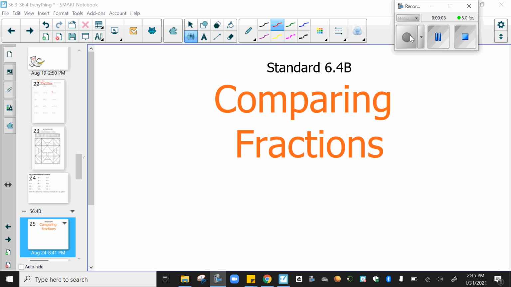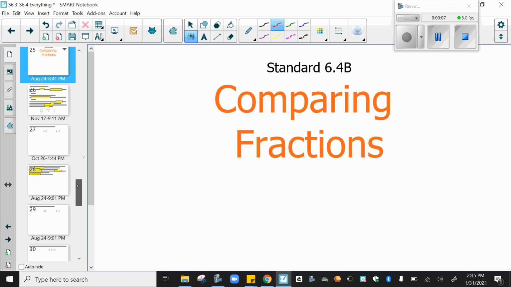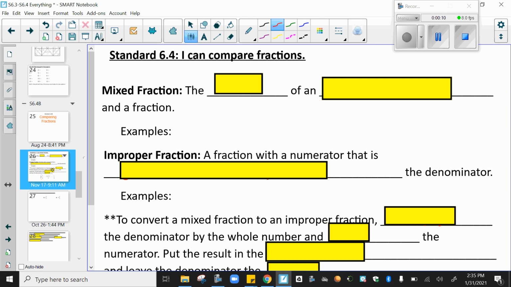Begin now. Standard 6.4B, we're going to compare fractions. Keep working on this. All right, so standard 6.4, I can compare fractions.